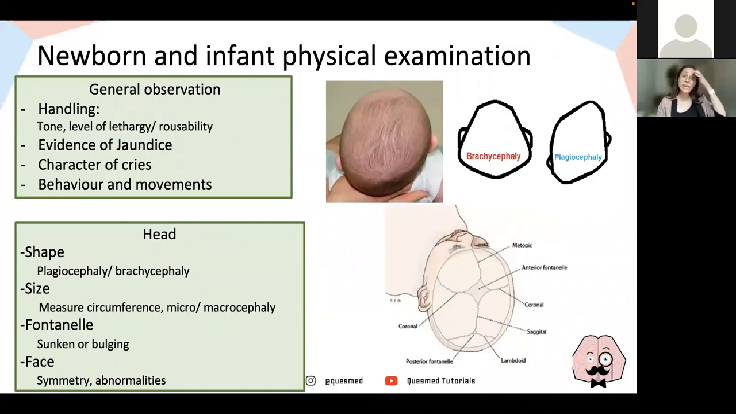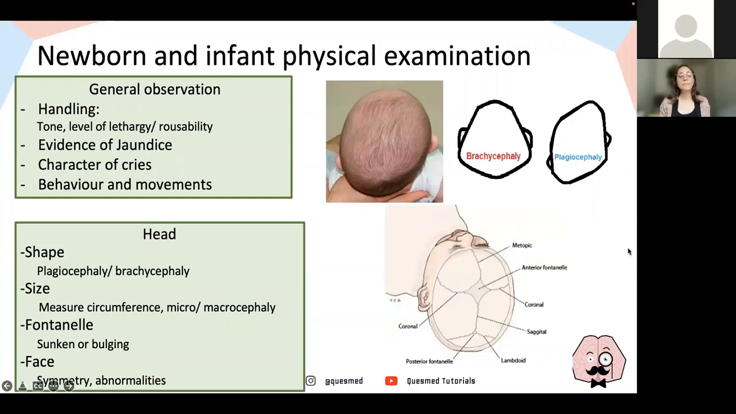Now, you'll be looking out for head shape. At this stage, you're looking for plagiocephaly or brachycephaly. Plagiocephaly is very common, as babies' sutures are just not fused. So it's quite common that after birth, the head is a little bit of an odd shape as it's come out, being pushed through the birth canal. But really, that should correct over time.